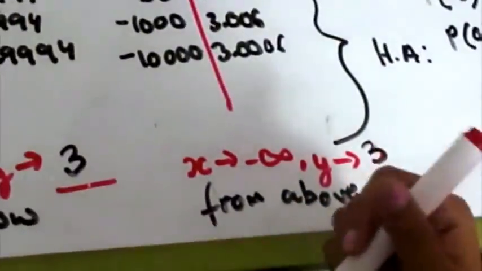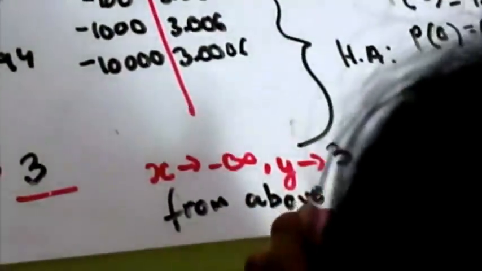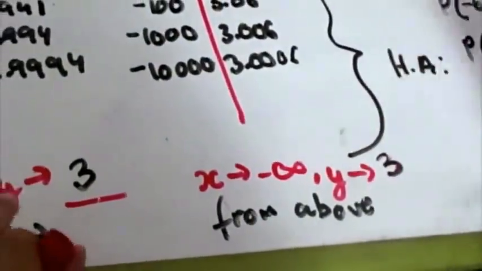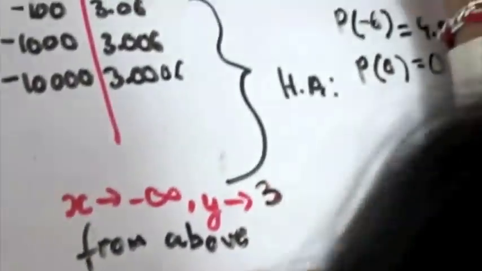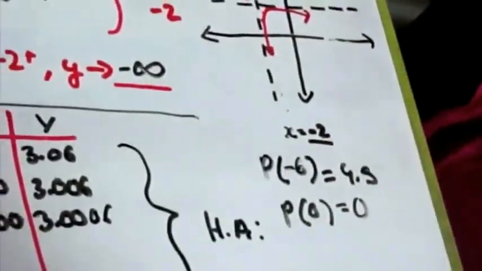So for this part of the function, you can state that as x approaches positive infinity, so from left to right, y approaches 3 from below. So you can sketch this part of the function.